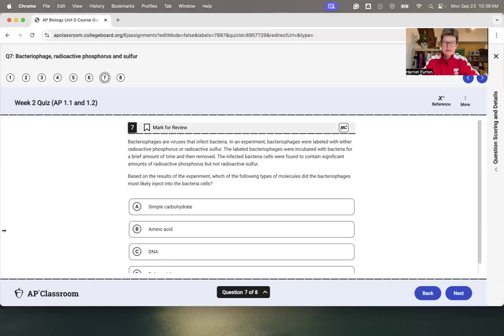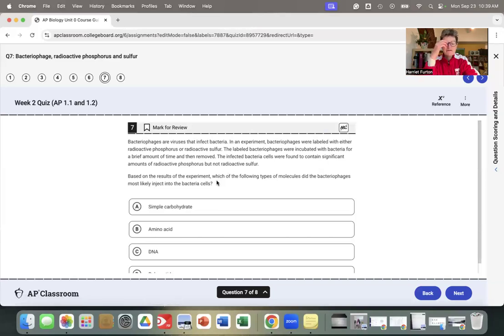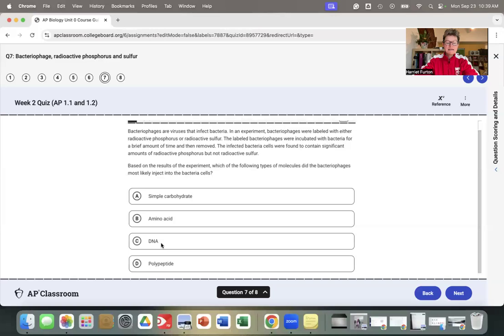As we said, there's some sulfur in some of the amino acids. What the researchers noticed is that the bacteria, after getting infected, contain radioactive phosphorus, but not radioactive sulfur. So it means the radioactive phosphorus that was part of the DNA was able to get into the bacteria. That's why DNA is the correct answer for the nucleic acid that contains radioactive phosphorus. But the protein that contained radioactive sulfur did not enter into the bacteria.